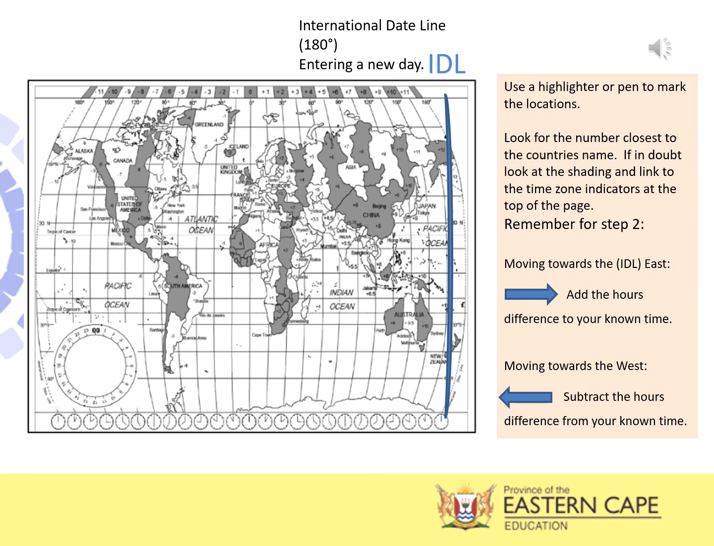Here is the time zone map you will get in the question paper. Use a highlighter or pen to mark the locations mentioned in the word sum. Look for the number closest to the country's name. If in doubt, look at the shading and link it to the time zone indicators at the top of the page. Remember, for step 2, moving towards the IDL or the east, you add the hours difference to your known time. Moving towards the west, subtract the hours difference from your known time.